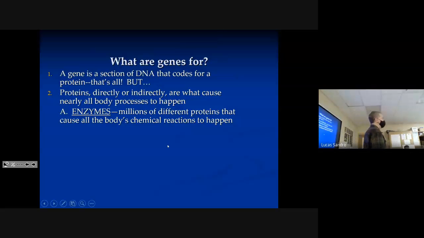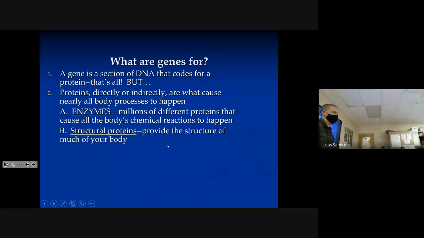Now, then there's what you're made of, which you know is cells. But what holds them all together? What holds your shape? What makes sure you don't slide apart into a pile of sludge? That would be proteins as well. Structural proteins are basically the glue that holds your tissues together.